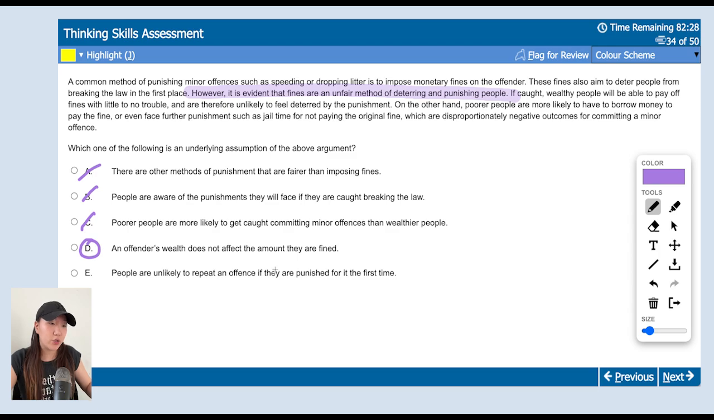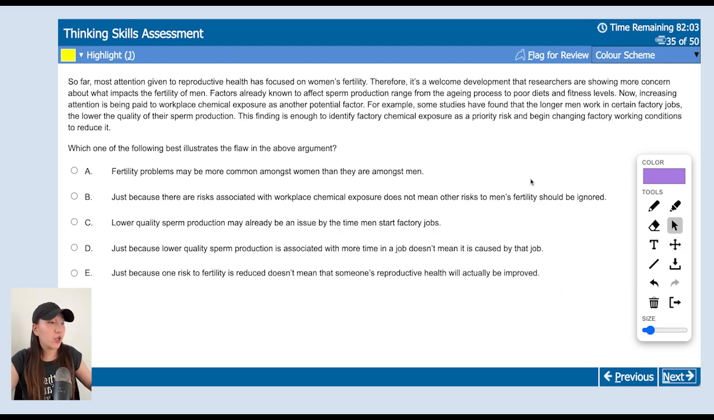If this is not true, if it is that the more wealth you have, the higher amount you are fined, then it's no longer disproportionate. Then you are paying a proportionate amount of your income. It doesn't say specifically how much you would pay, but if they were to make it proportionate, then this argument no longer is unfair. It's completely fair. So that's another way to think about assumption questions: if this sentence were not true, if the opposite were there, would the argument still work? If not, then it's usually an assumption.